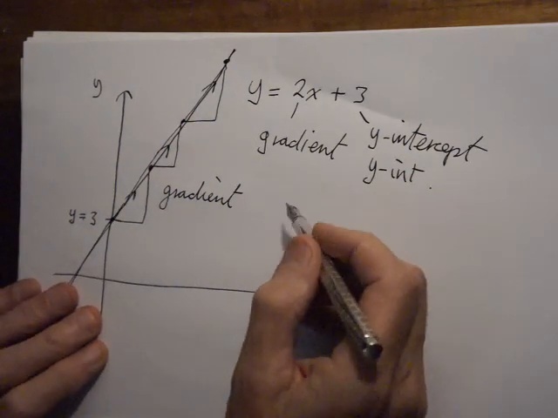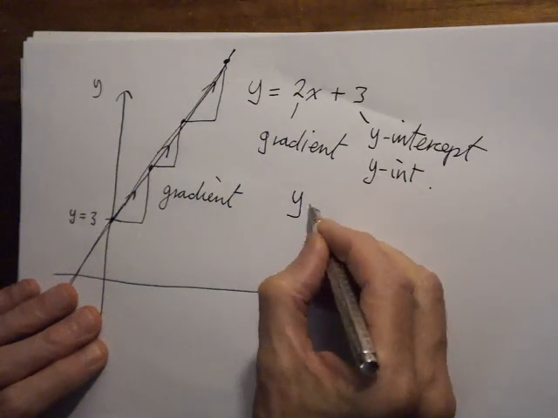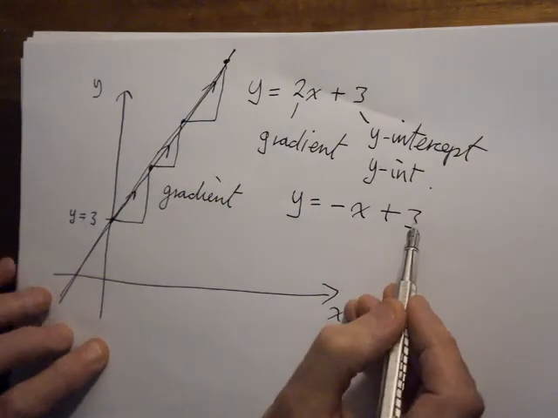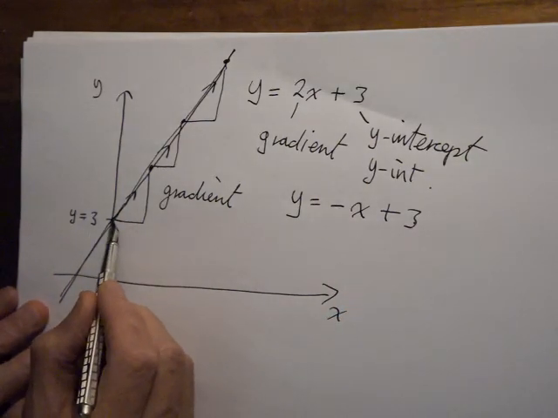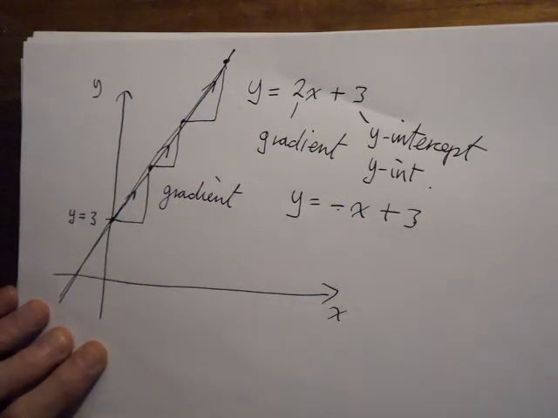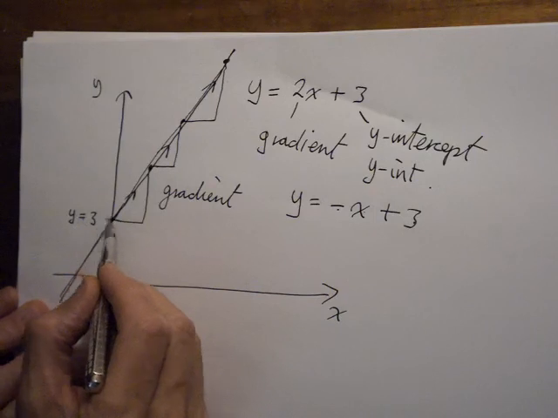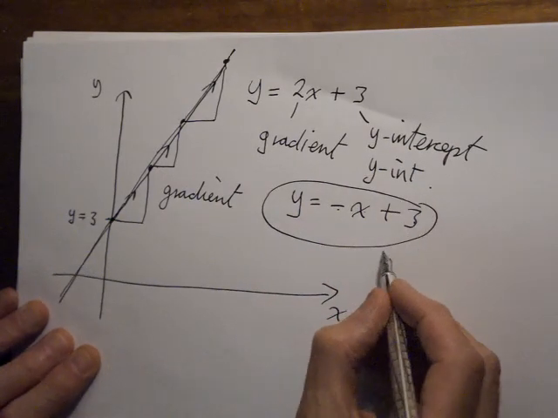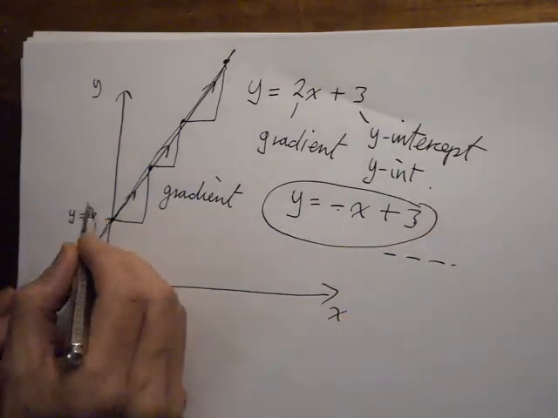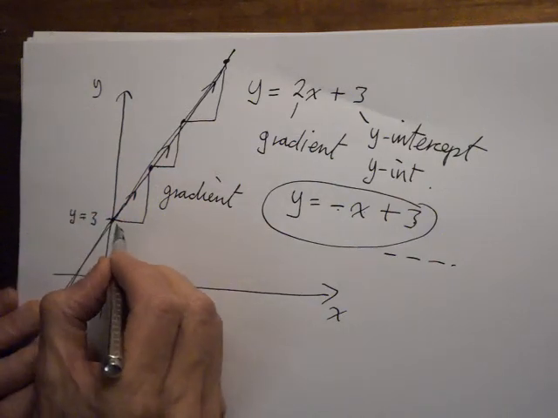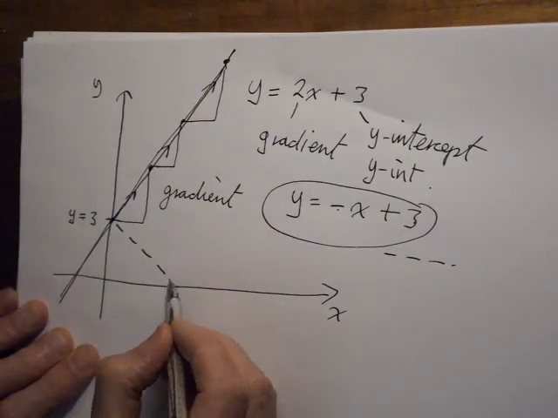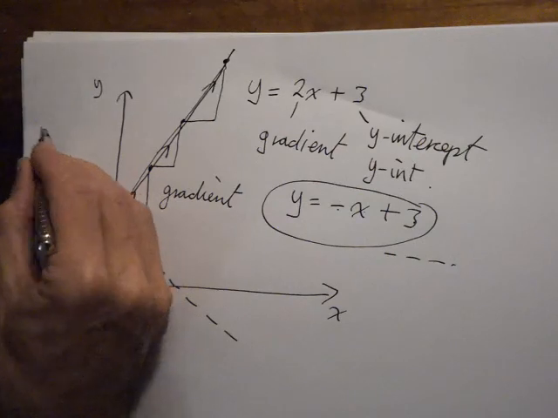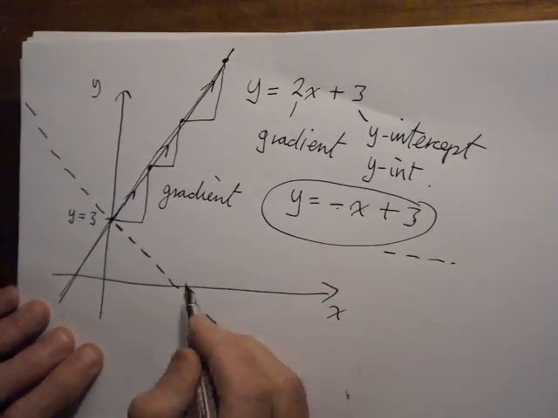So let's have a look at some other lines. If we have a line y equals minus x plus 3, it's got the same intercept, so it starts at the same place, but the minus x tells us that the line is sloping downhill, and that means this line is going here. I'm going to do this line with a dotted line instead of a solid line, just so that we can see what it's doing. It's going through this point, y equals 3 on the y-intercept, and instead of going uphill, it's going downhill with a gradient of -1.